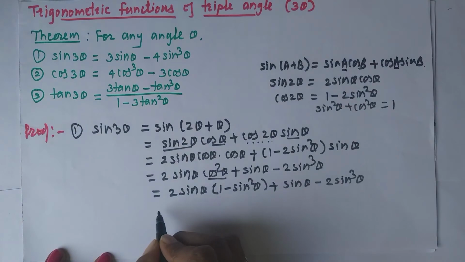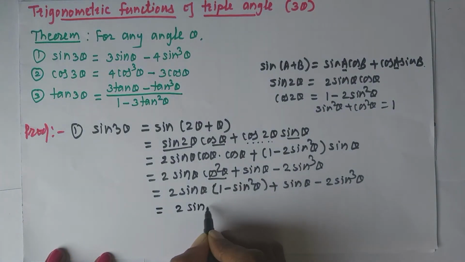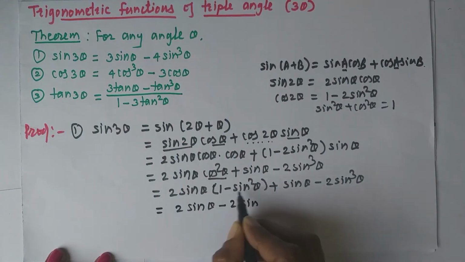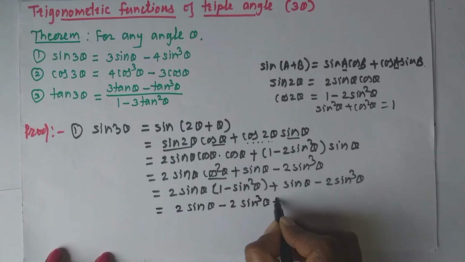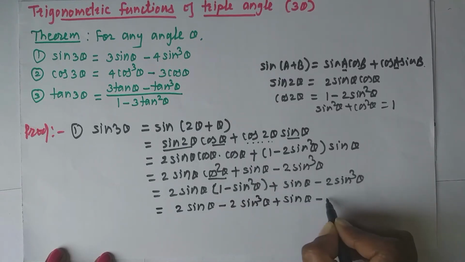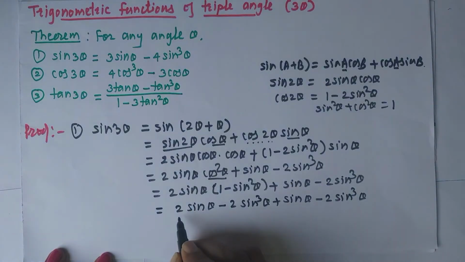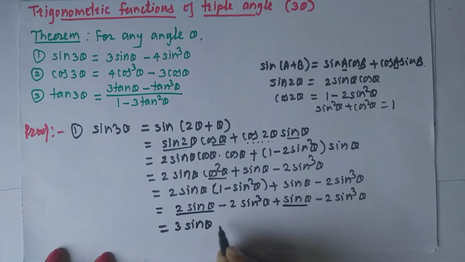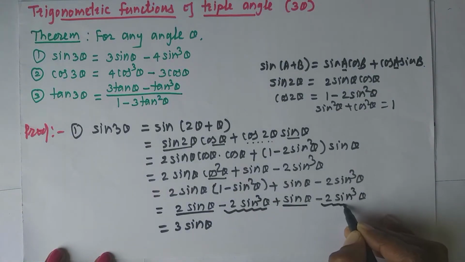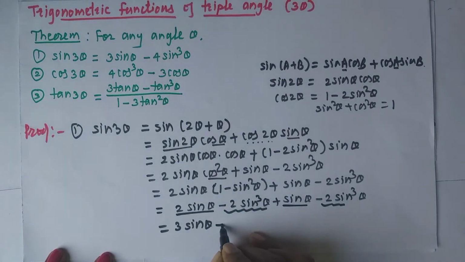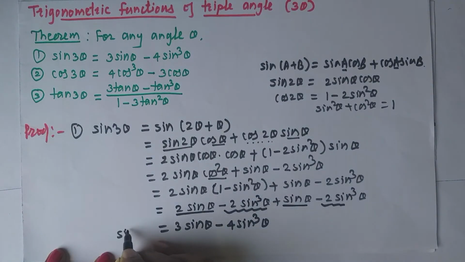Now simplify this. Open the bracket. This will be 2 sine theta minus 2 times sine square theta into sine theta, sine cube theta, plus sine theta minus 2 sine cube theta. Now simplify this. See, this 2 sine theta and this sine theta will be 3 times sine theta. And what is this? This is minus 2 and this is minus 2, minus 4 sine cube theta. In this way, we have got the formula for sine 3 theta, 3 sine theta minus 4 sine cube theta.